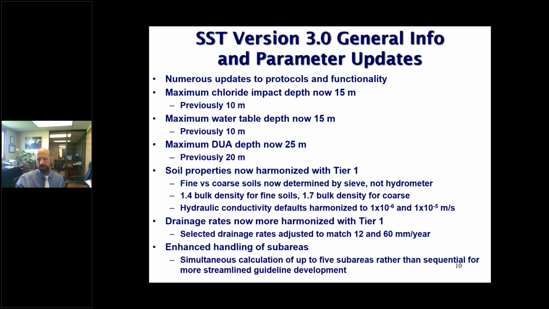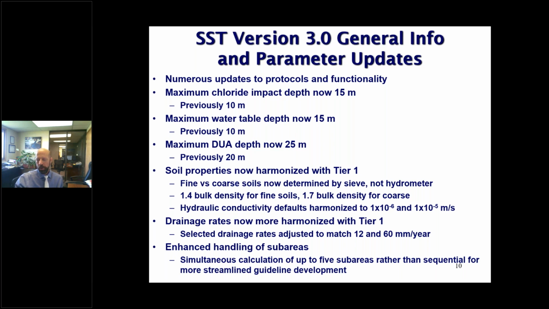And the bulk density and porosity are now harmonized with Tier 1 defaults rather than the previous numbers used for the tool. Another place where the harmonization has happened is hydraulic conductivities, where they are now faster than they were before in terms of defaults for shallow groundwater. So they've been increased to 10 to the -6 for fine and 10 to the -5 for coarse. This would be one of the, I would say, one of the few changes that's more conservative with this version of the tool, making groundwater faster, but it's been offset for in various other ways for different pathways.